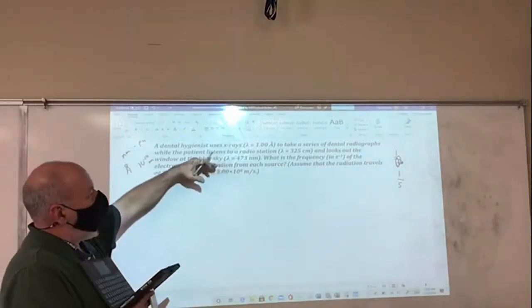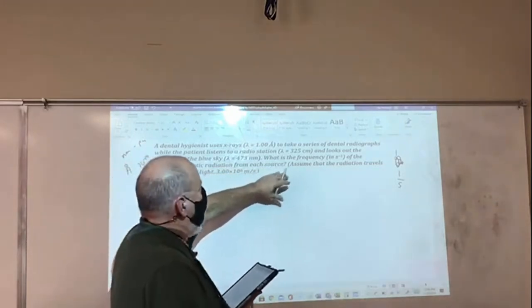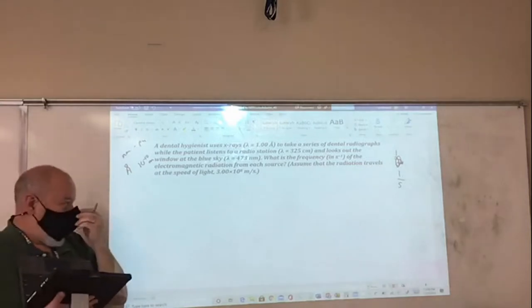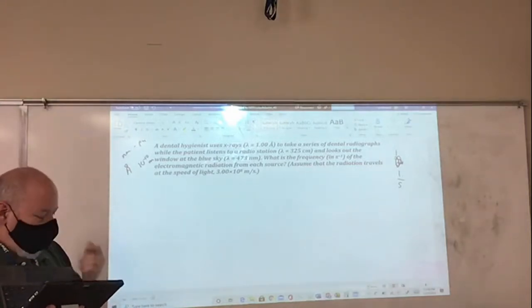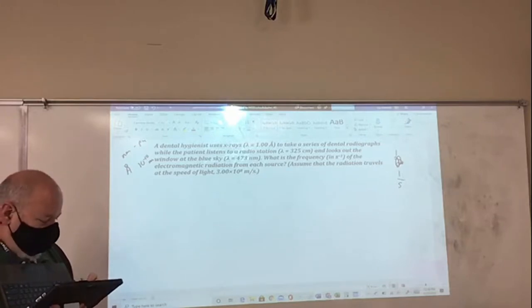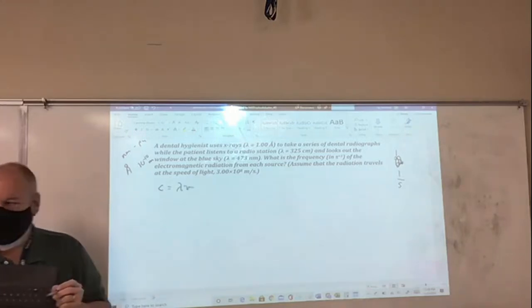Okay, what is the frequency of the electromagnetic radiation from each source? Assume that radiation travels at the speed of light, 3 times 10 to the 8th meters per second. Okay, and so I want to know what frequency is. And I know my basic relationship is the speed equals the wavelength times the frequency, right?